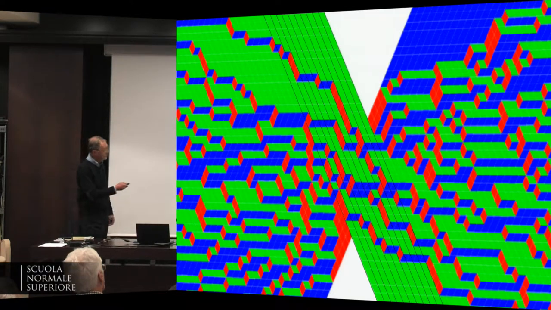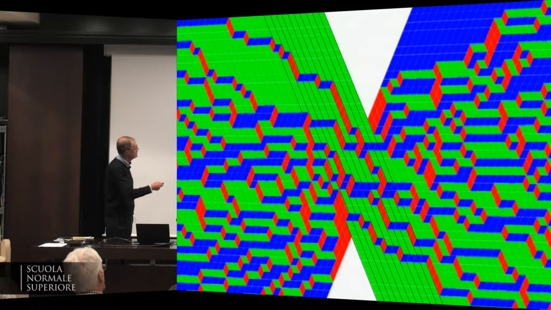So this is my strip here, formed by these cuts. And then I draw parallel lines. It's 10 parallel lines, and I count the number of blue tiles which each of those lines intersects.